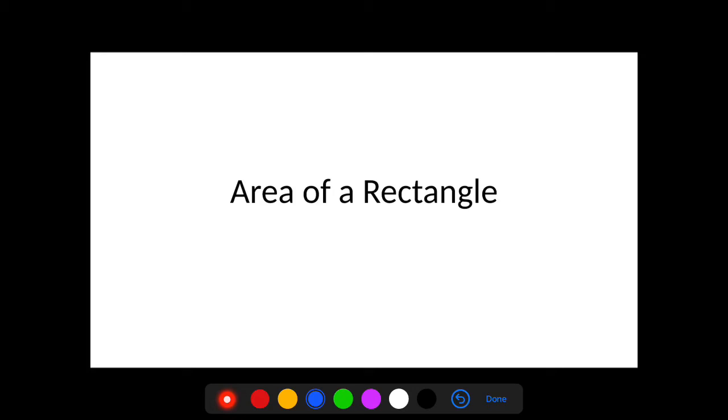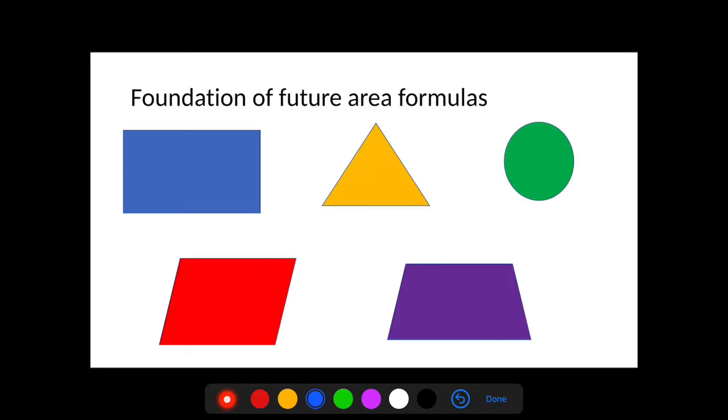In this video, we'll be talking about the area of a rectangle. Once we've established the formula for the area of a rectangle, we'll use it freely to establish the area formula for other shapes, such as the triangle, circle, parallelogram, and trapezoid. So here we'll focus on developing the formula, and in future videos, we'll be extending the formula.